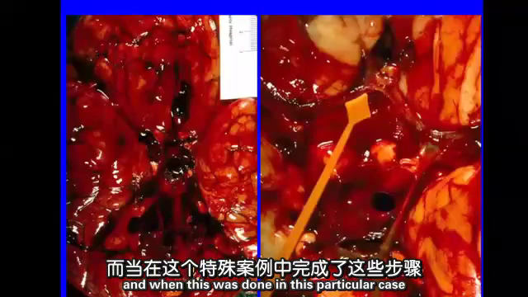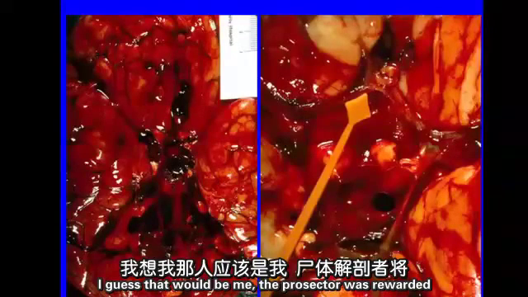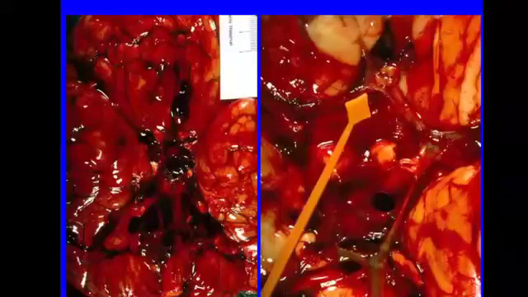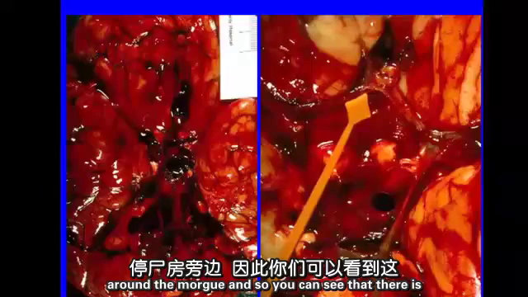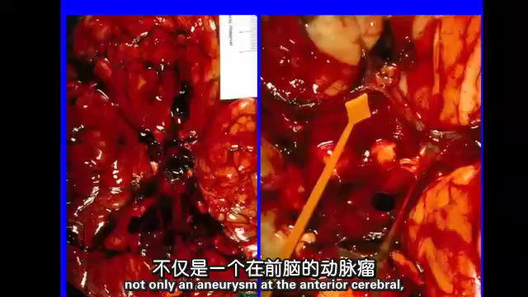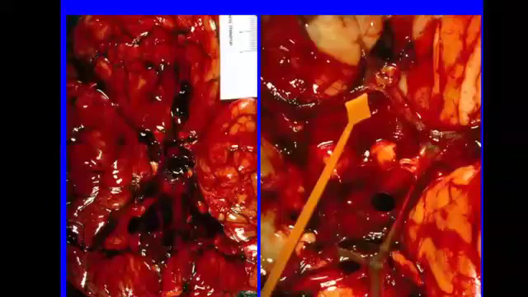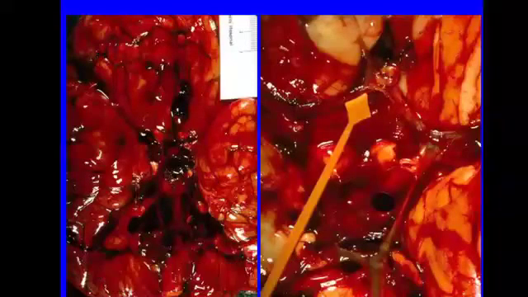When this was done in this particular case, the prosector, I guess that would be me, was rewarded by finding this anterior cerebral, anterior communicating artery aneurysm indicated by the swivel stick. The chairman of the department where I trained was a big-time drinker, so he liked having swivel sticks around the morgue. And so you can see that there is not only an aneurysm at the anterior cerebral, this is the A1 segment of the anterior cerebral, the anterior communicating artery here, one of the common locations for berry aneurysms, but you can even see this little tear in the aneurysm, which is actually the bleeding site. The important thing is to remove the blood from the basal cisterns at the time of the autopsy.